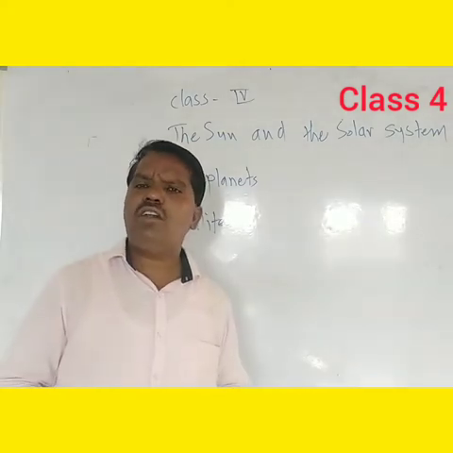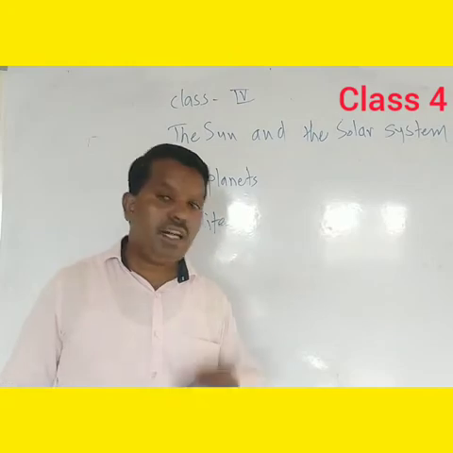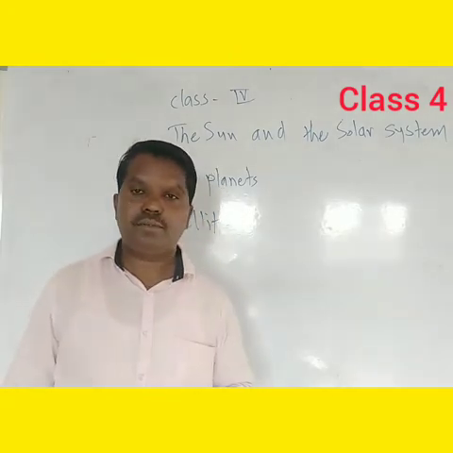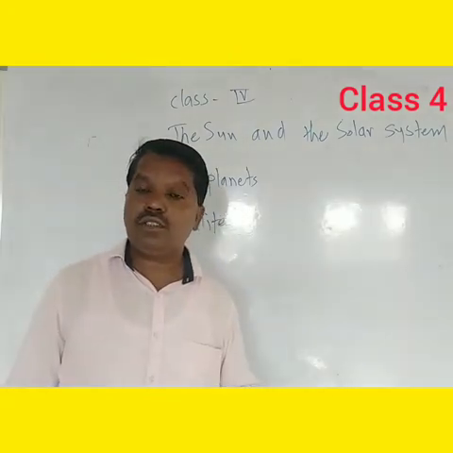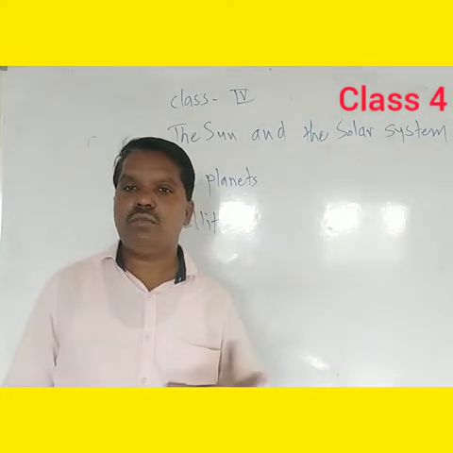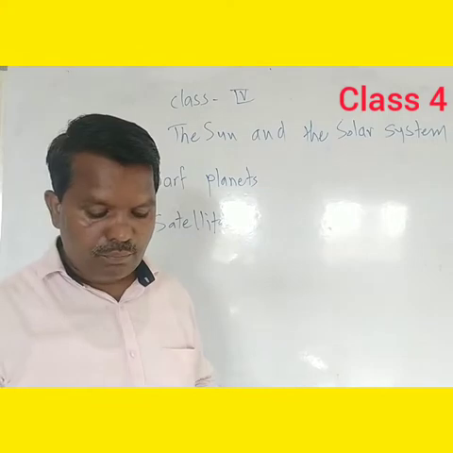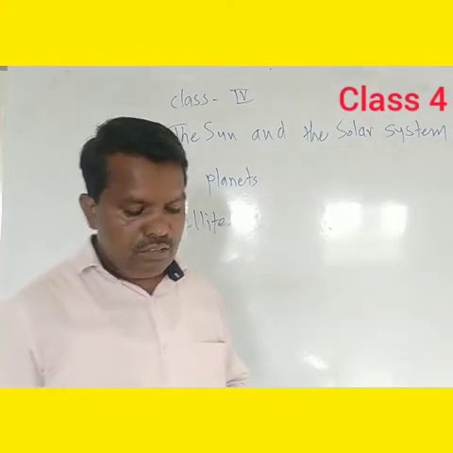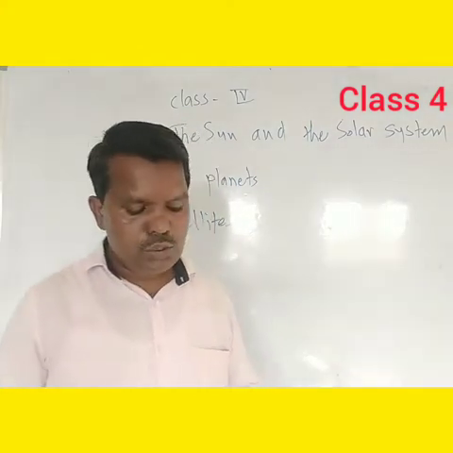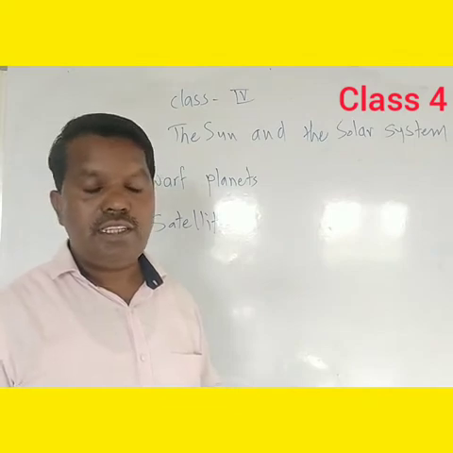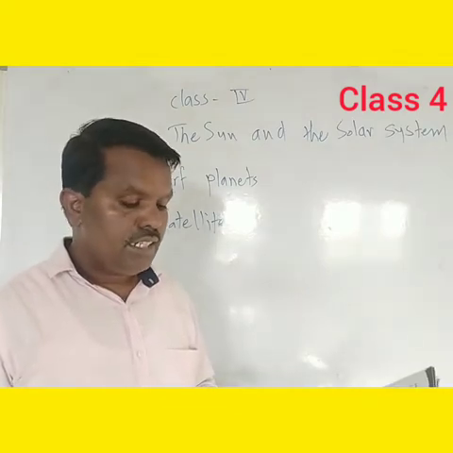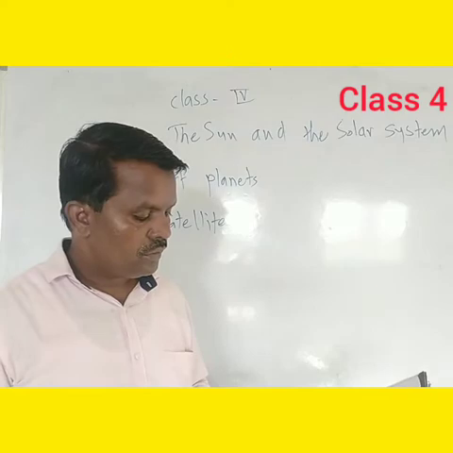Mostly all the planets have their moons, but our Earth has only one satellite. It has the moon. That's called the natural satellite. Then Jupiter has 12, Mars has 2, and Mercury and Venus do not have any satellites or moons.